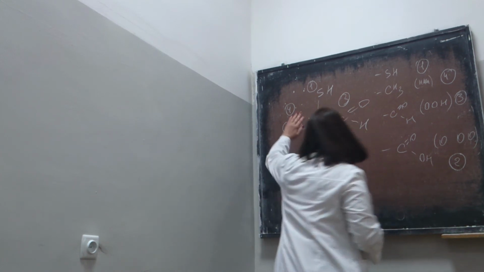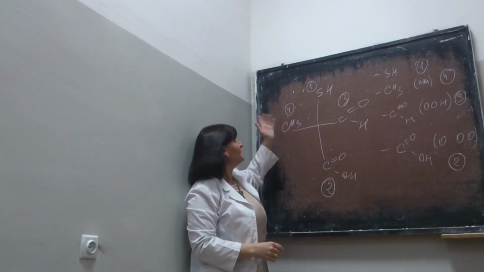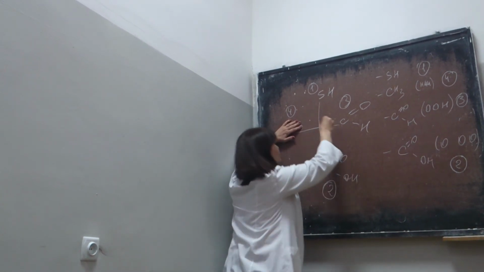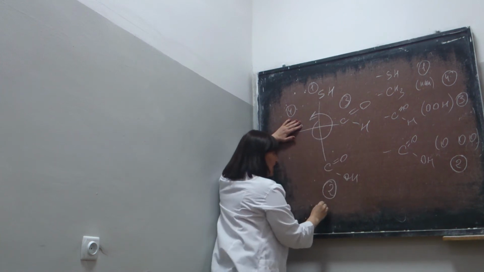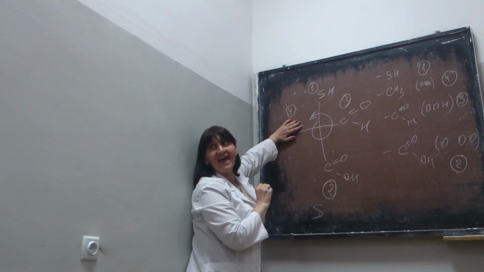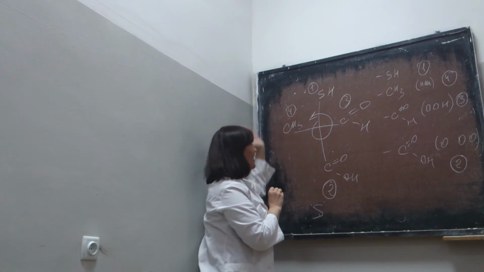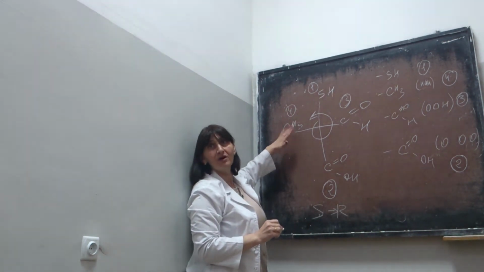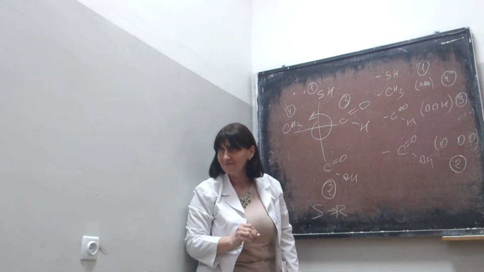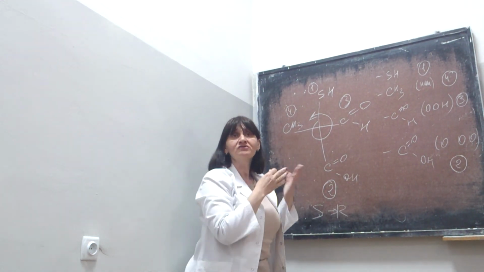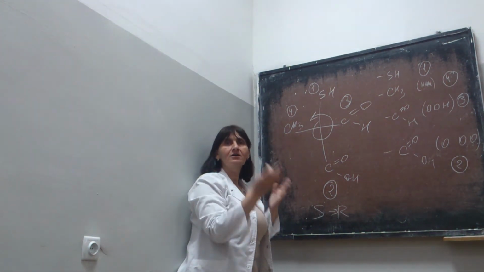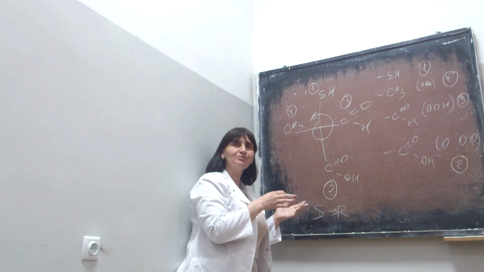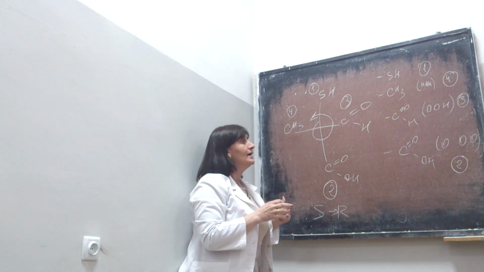Don't look at this. Yes, don't. Opposite, one, opposite, two. Anti-clockwise. So it has to be S. But then you can change this one into R. Why? Because of the lowest group on the vertical line. So if you use these rules, you can determine you have R configuration compound or S configuration compound. It's the Cahn-Ingold-Prelog system.